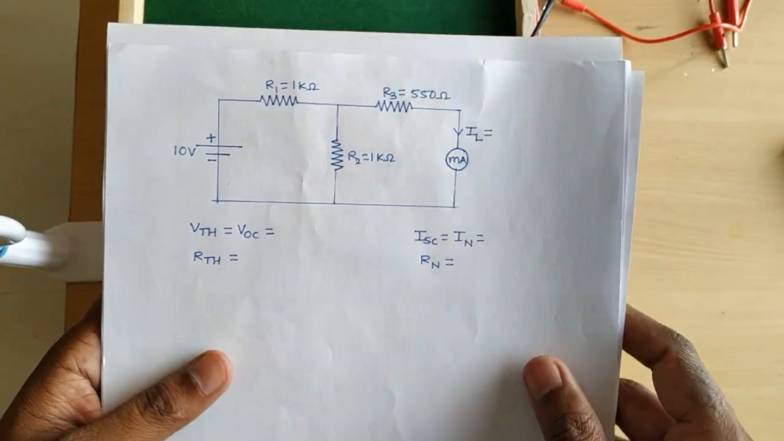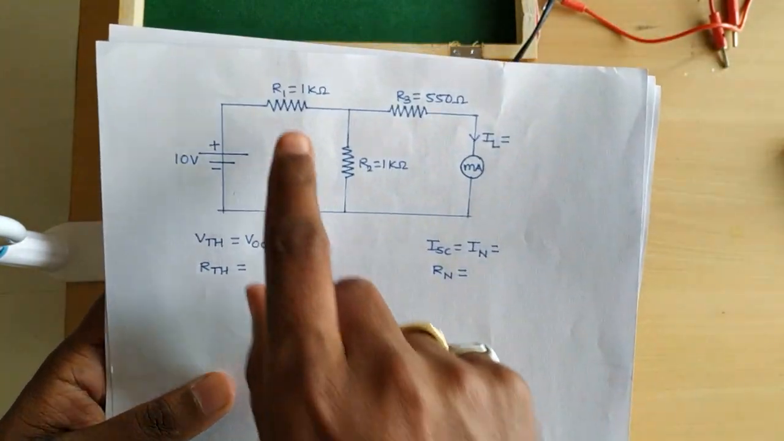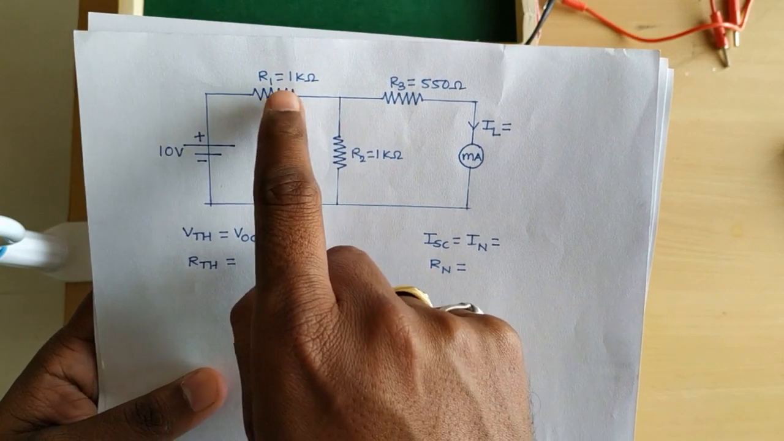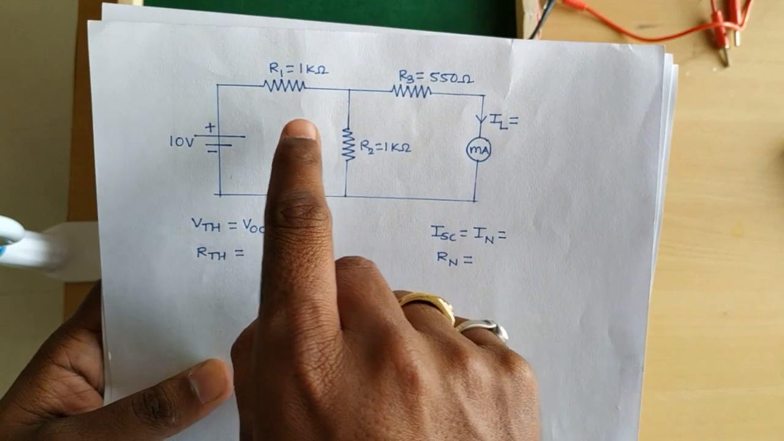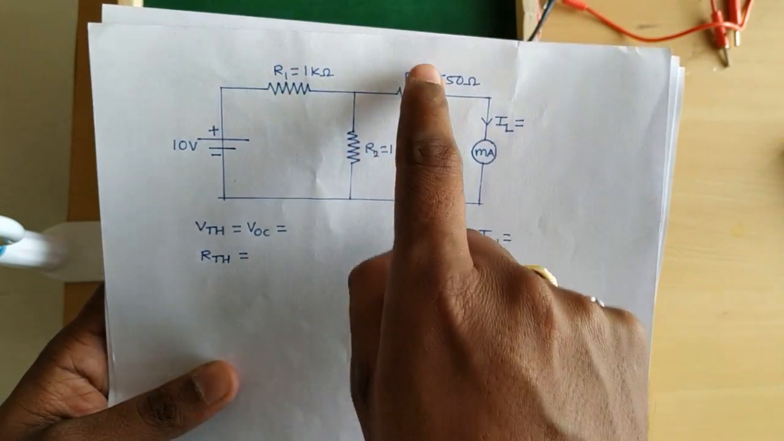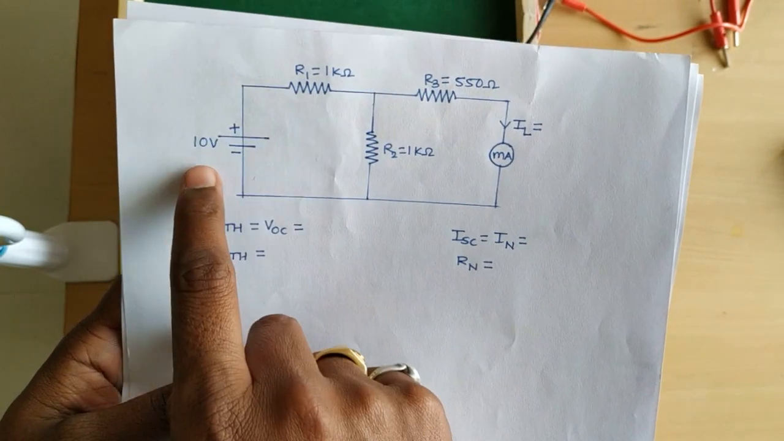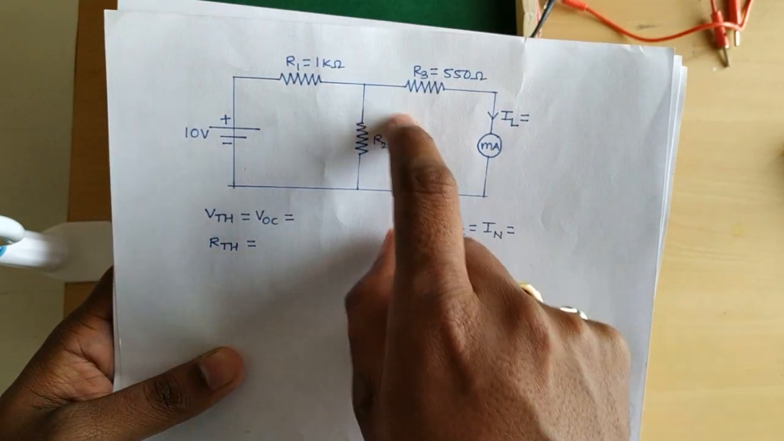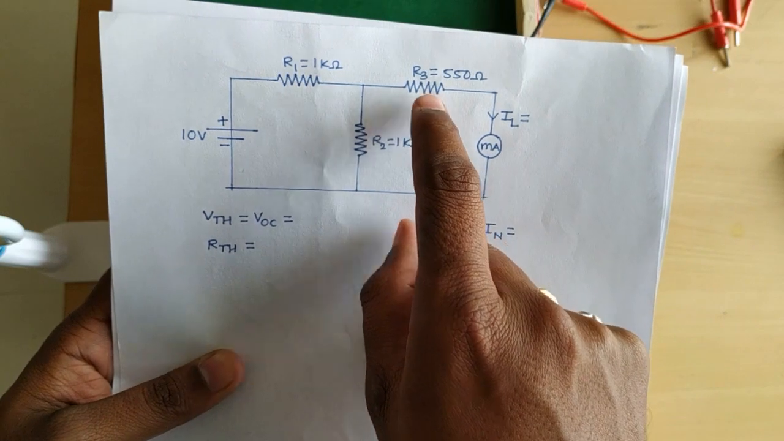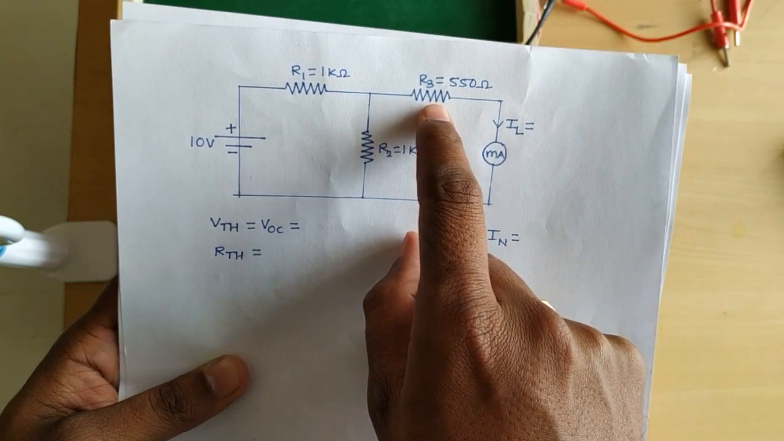Today we will verify this theorem by using this circuit. I have taken one T-type network. So three resistances we are using, R1, R2 and R3. Here from this side I am connecting a 10 volt power supply and I am considering this as the load resistance. So we are measuring the current flowing through this resistance R3.